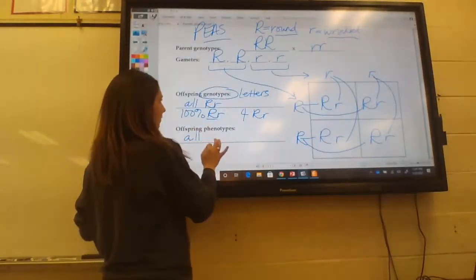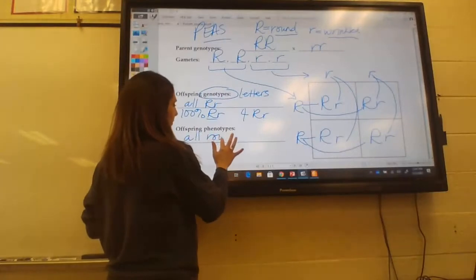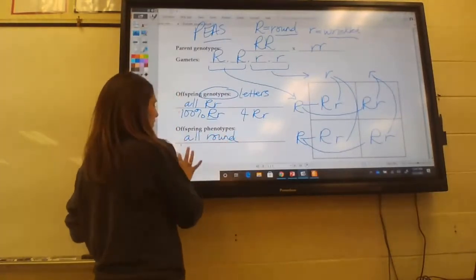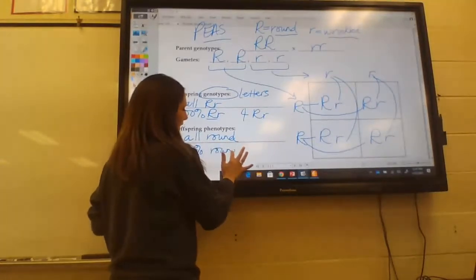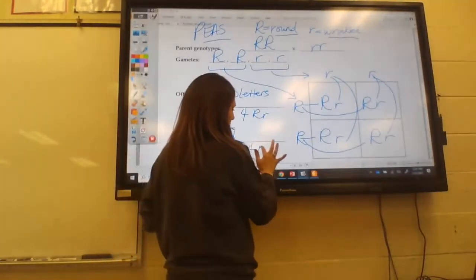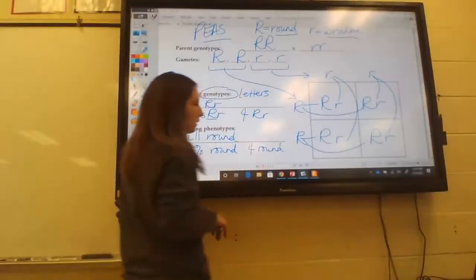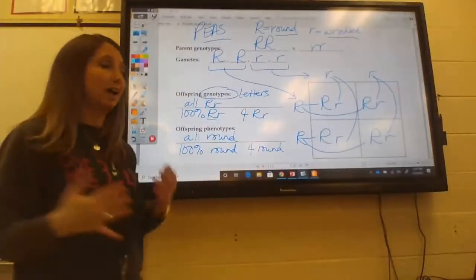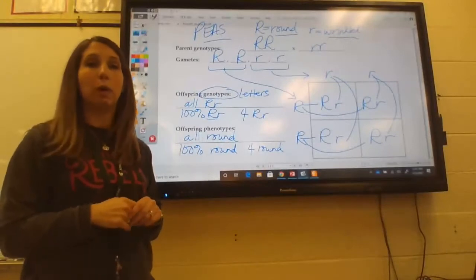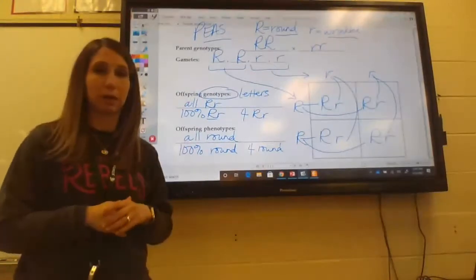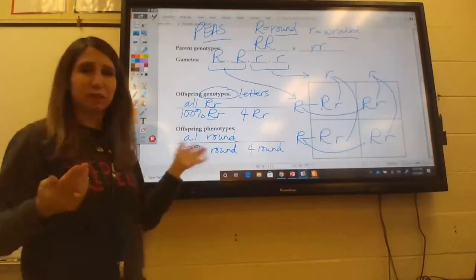So kind of like I did for the genotypes, I can write this in 3 different ways. I can write all round, 100% round, or 4 round. Okay, and you don't have to write, again, all of those all the time. It helps as we're kind of getting started to see the different ways of representing those, okay? So that's your first Punnett square.